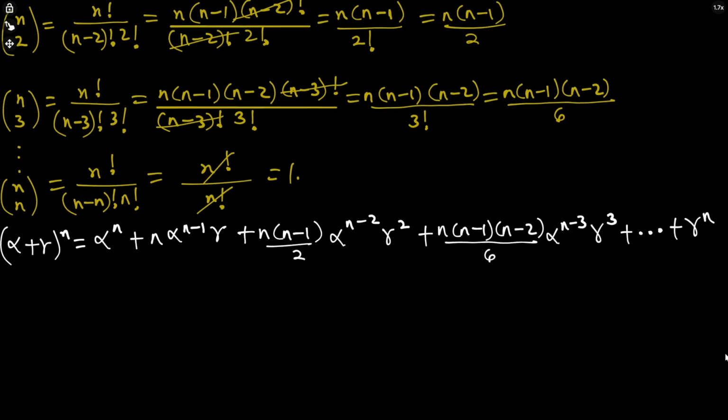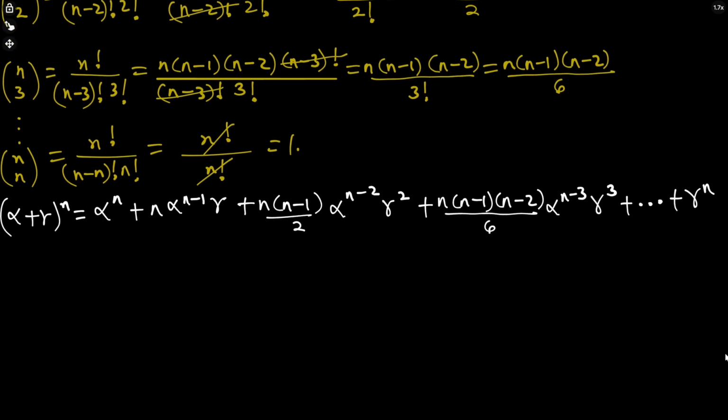Now we can use this understanding to expand 1 plus x raised to the power of n. So we can just take alpha as 1 and gamma as x. So we have 1 raised to the power of n, which is 1, plus n times, this alpha is consistently 1. If you are raising 1 to any power, it's still 1, so we're just going to be focusing on alpha.